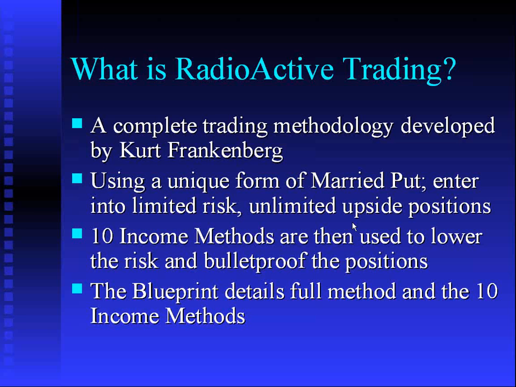After the position is opened, the initial married put position, we use 10 different income methods that are detailed in the blueprint to lower that initial at risk, potentially reposition the RPM, the limited risk position, generate income, and potentially bulletproof the positions. By bulletproof, we mean we have a guaranteed exit that is higher than our initial cost basis. And of course, the blueprint details the initial setup and the 10 different income methods.